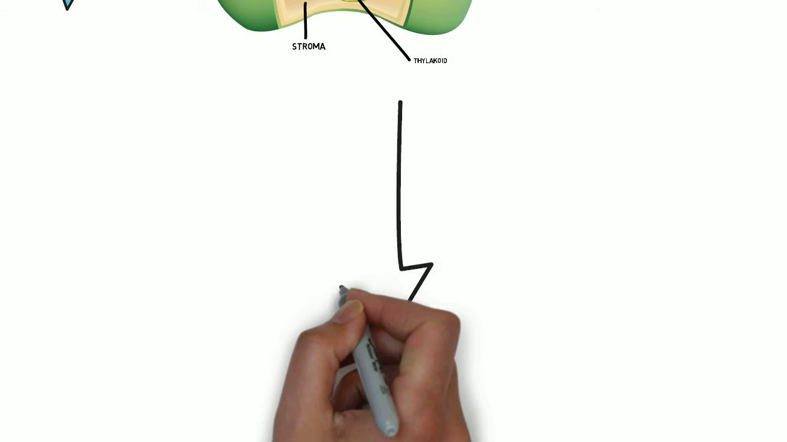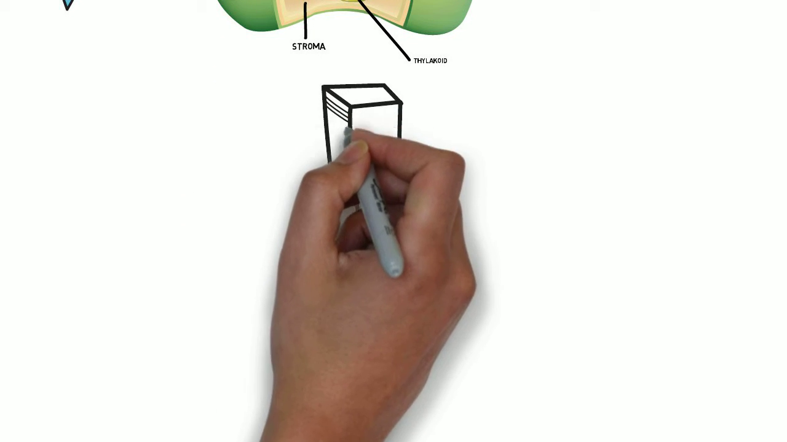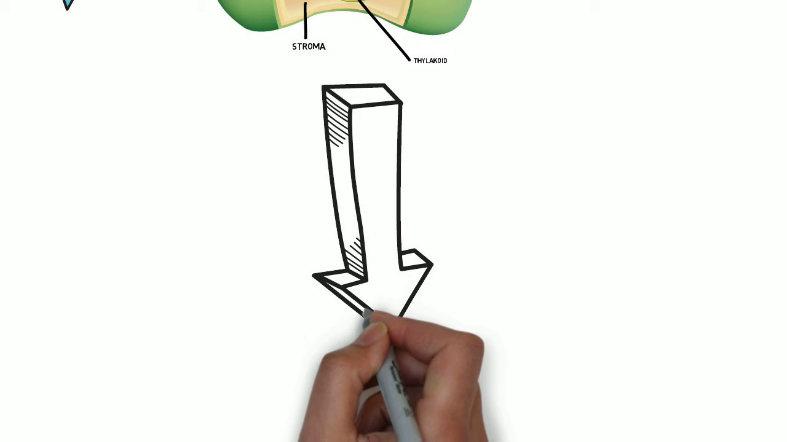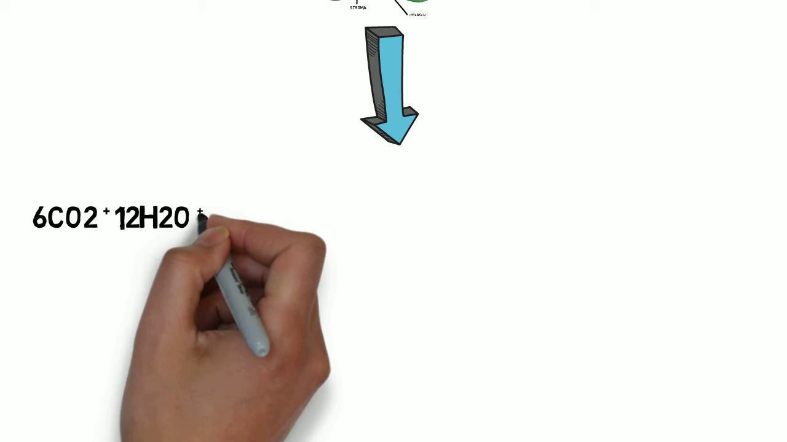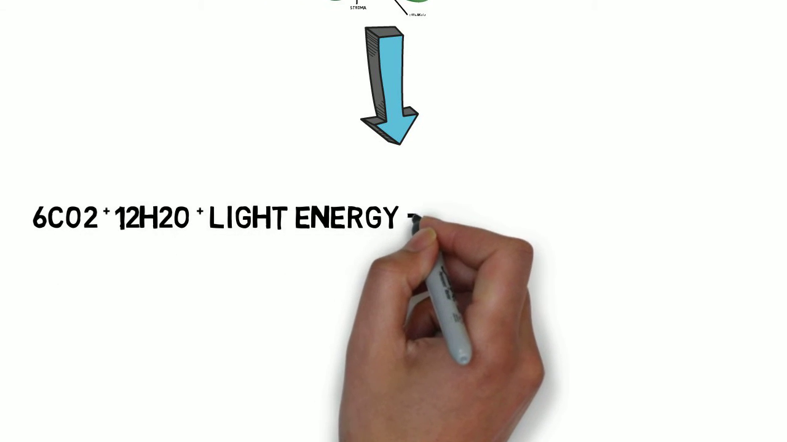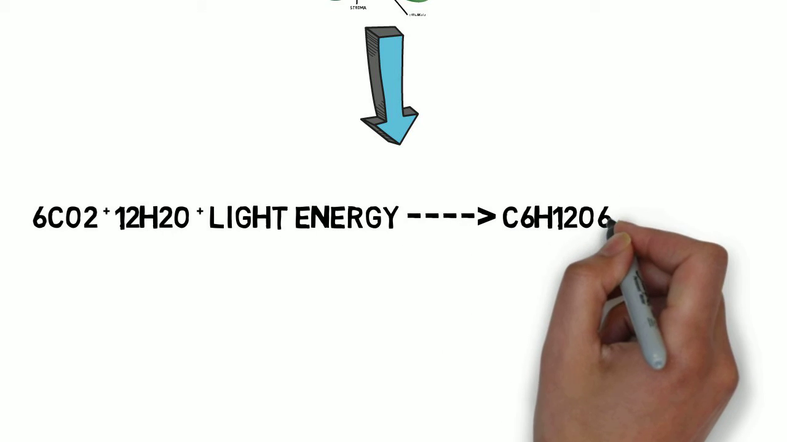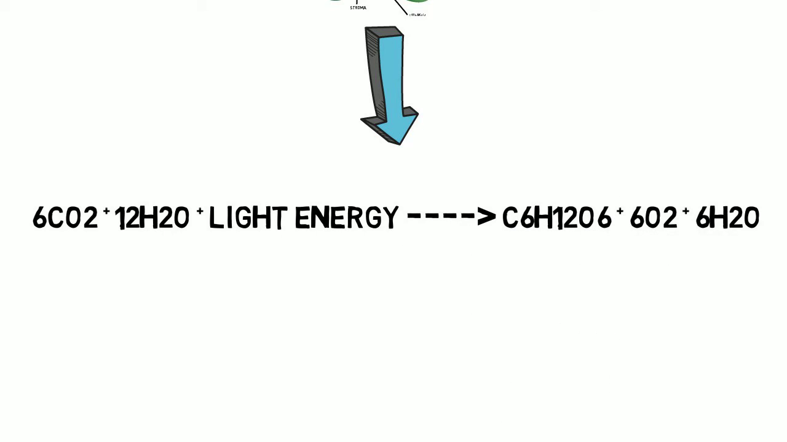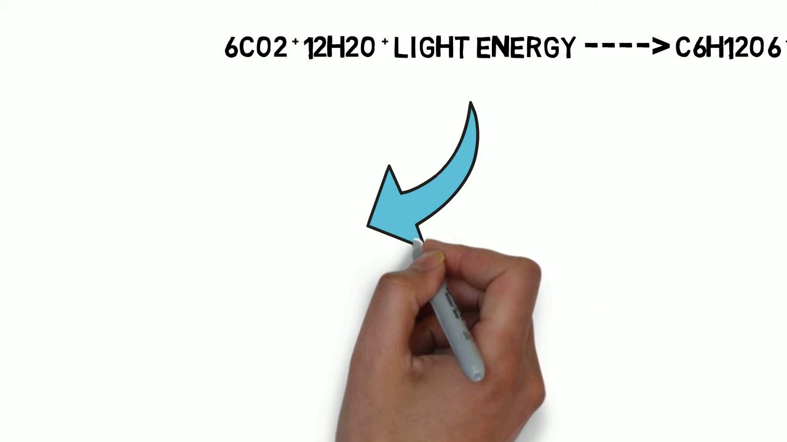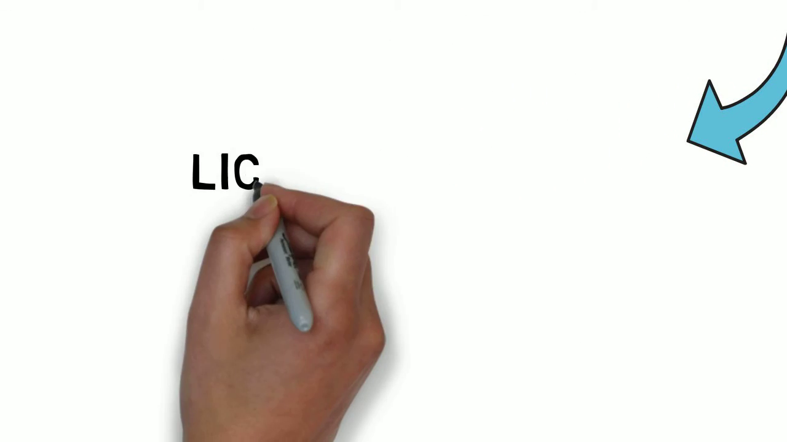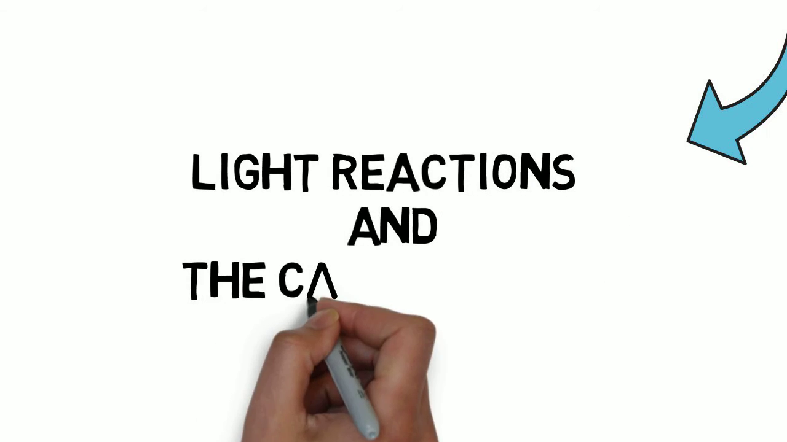Using molecular formulas, we can summarize the complex series of chemical reactions in photosynthesis with this chemical equation. 6CO2 plus 12H2O plus light energy produces C6H12O6 plus 6O2 plus 6H2O. The equation for photosynthesis is a deceptively simple summary of a very complex process. Actually, photosynthesis is not one process, but two stages. These two stages are known as light reactions and the Calvin cycle.